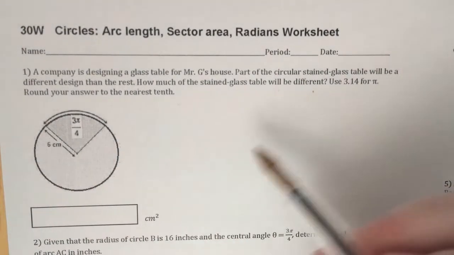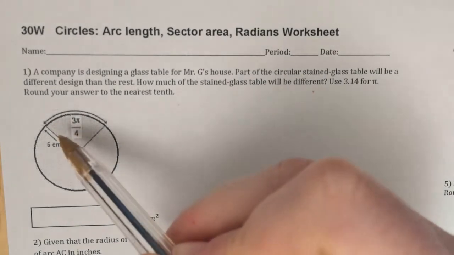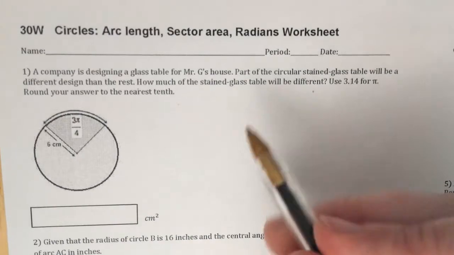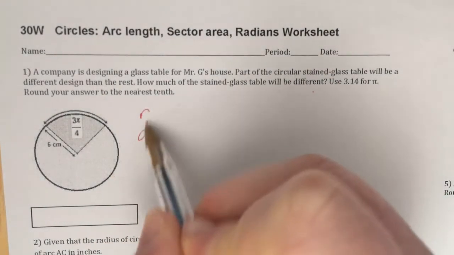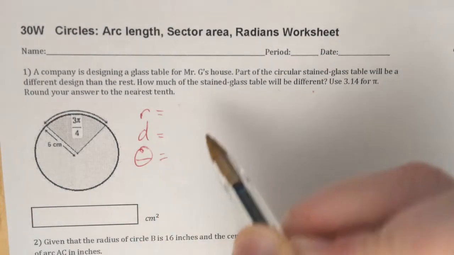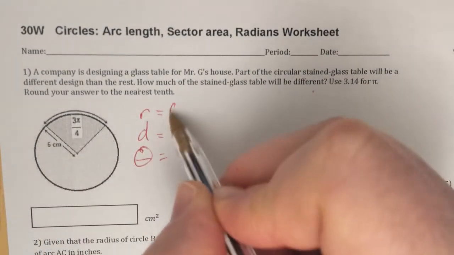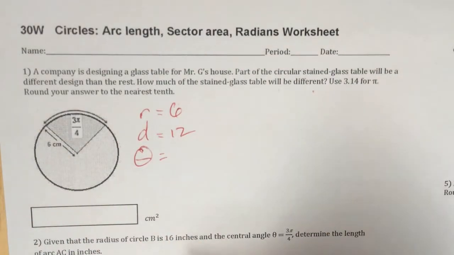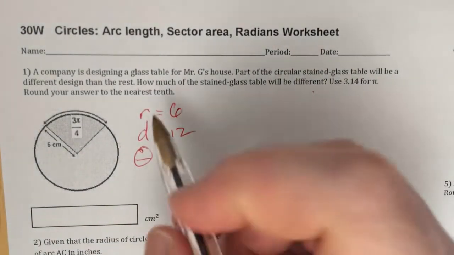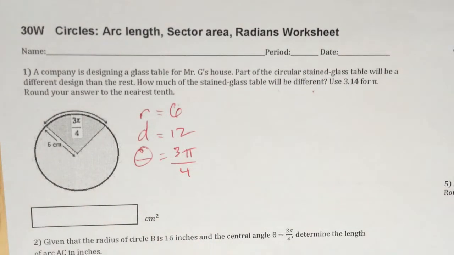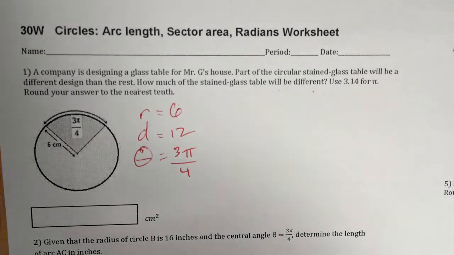Basically, it's a table. What are we looking for? We're looking for the sector area, right? So radius, diameter, and then what was the angle? That's theta, the angle. So we have r is 6, that's the radius, from the center to the edge. So then the diameter would have to be 12. Now our theta is 3 pi over 4, but we're not allowed to have a radian. So we have to change this into degrees.